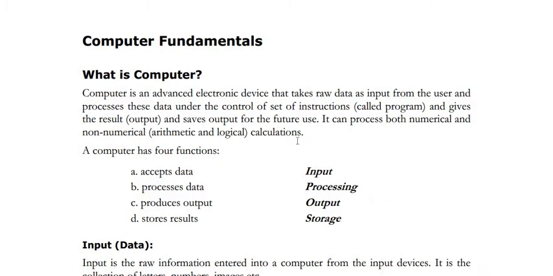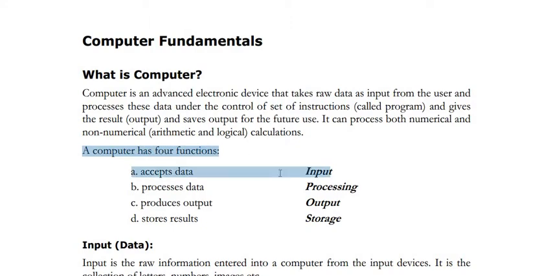Computer fundamentals. What is a computer? A computer is an advanced electronic device that takes raw data as input from the user and processes this data under the control of a set of instructions called a program, and gives the result, output, and saves the output for future use. It can process both numerical and non-numerical, arithmetic and logical calculations.